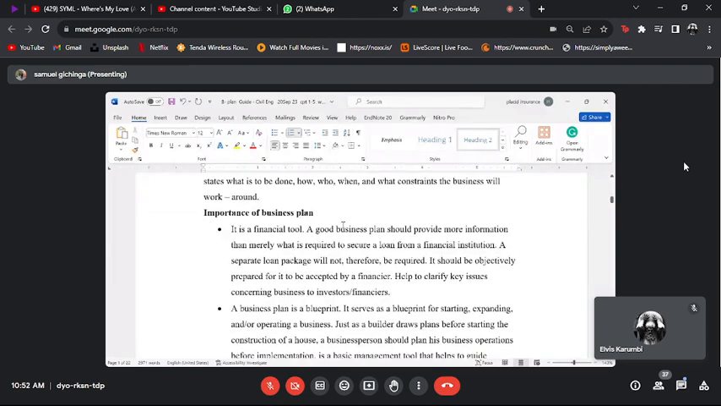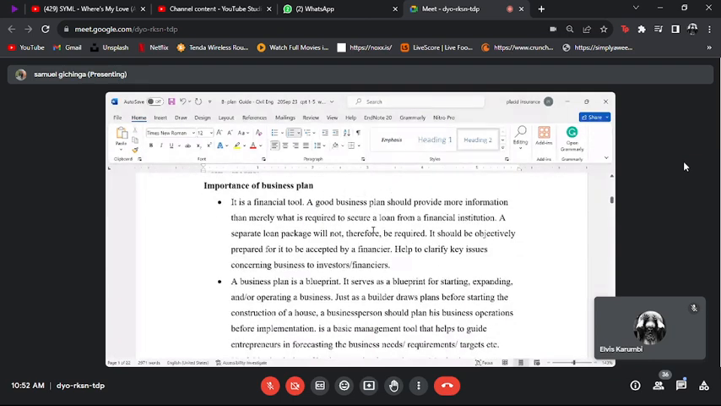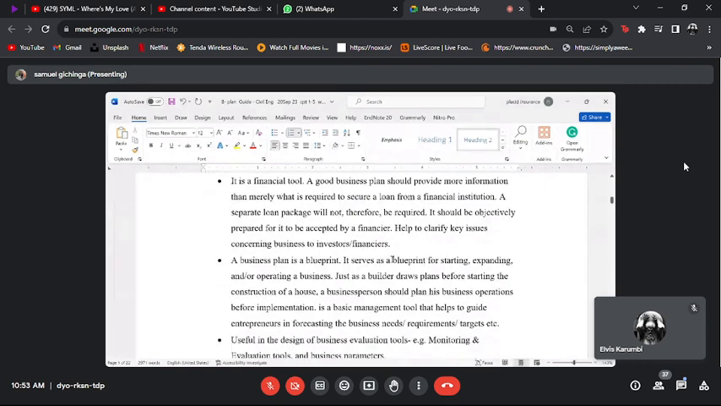What is the importance of a business plan? It is a financial tool. It should provide you and the person who wants to fund you with information that would clearly indicate where you are, where you are coming from, and where you propose to be in the next maybe 1 year. The financier will go through and understand it, and he will say, change ABCD so that I fund you. So it's a financial tool.